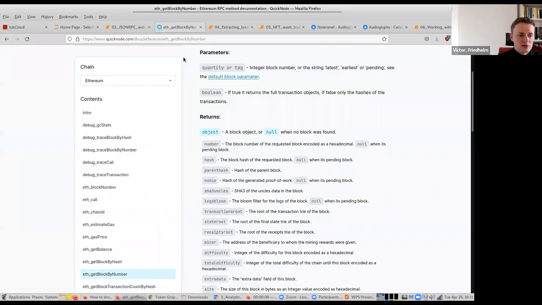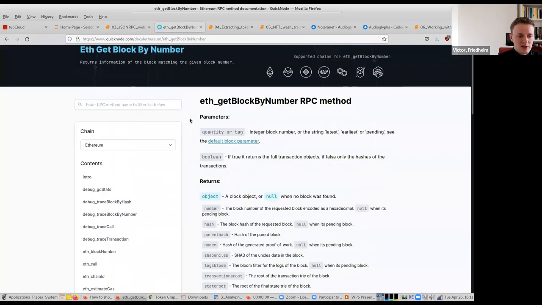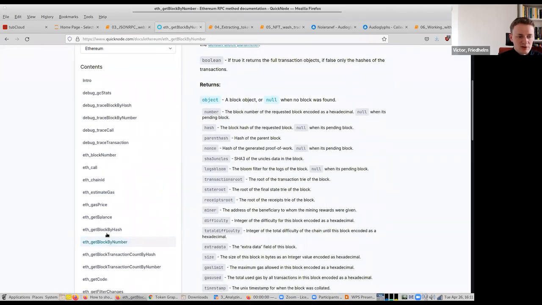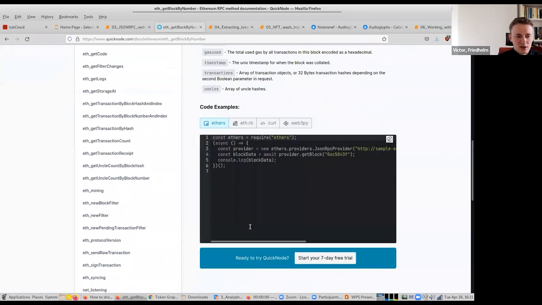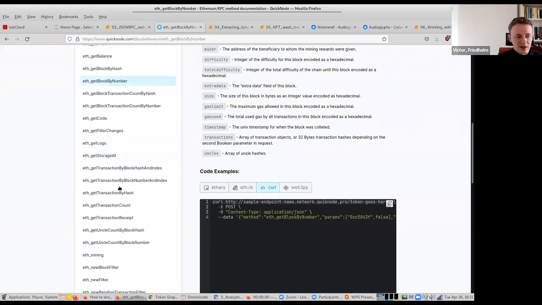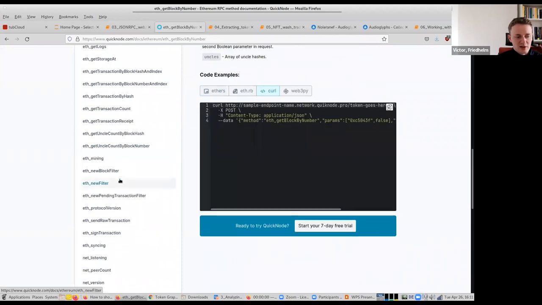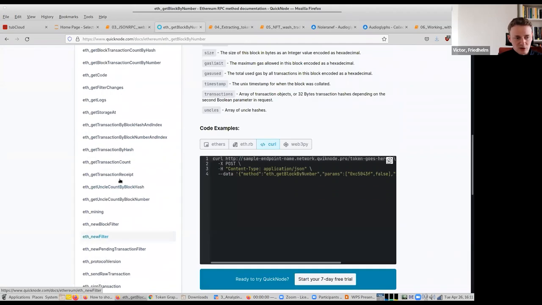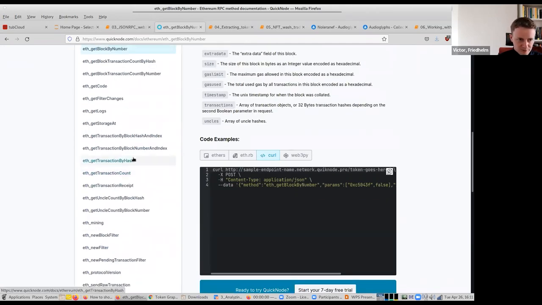And so this is how that website looks like. What we've used is this eth_getBlockByNumber. And then it also shows you how you can do that with Web3.py, how you could do it on the command line or in different versions. And the nice thing about this is since it has all of these here, this would allow you to even extract underlying storage variables and so on.